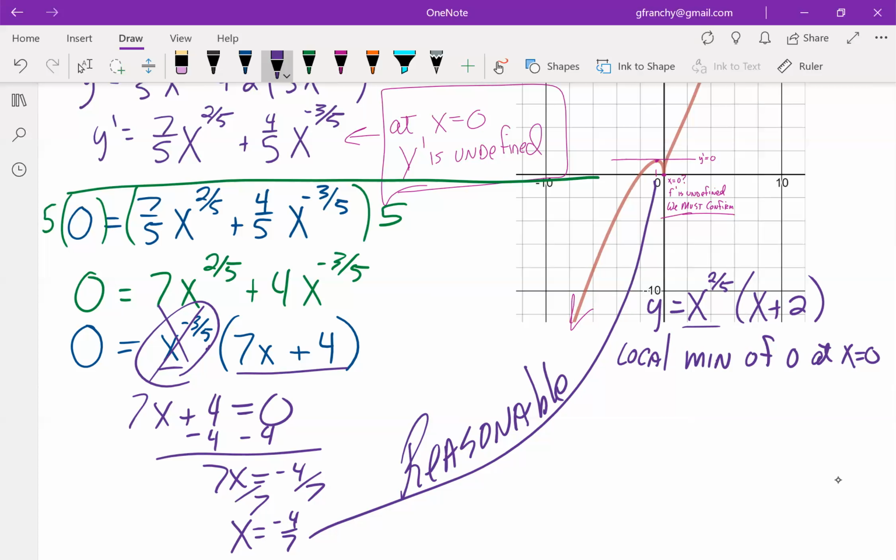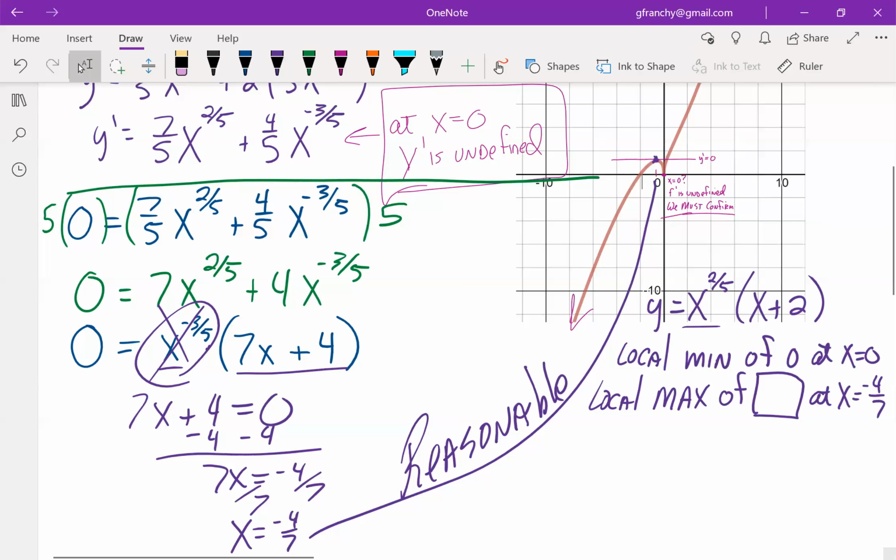And if we wanted to figure out exactly what our local maximum is, we would go ahead and plug in negative 4/7. And we'd find out what the y value is there of our function. That's arithmetic, and the video's long enough, so I'll leave that one for you guys to go ahead and figure out.